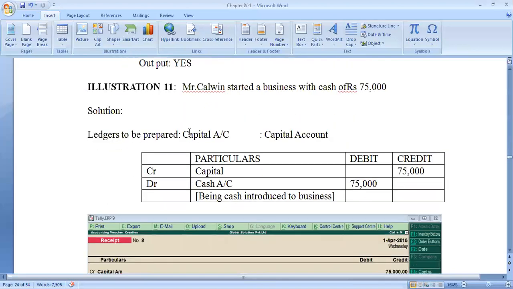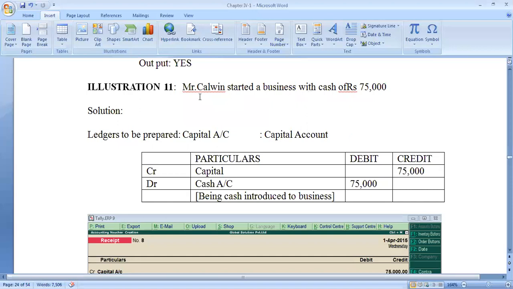So we'll move on to the first illustration. Mr. Calvin started a business. The material has already been shared for you. So just go through this video along with that material which has been shared, compare and study. Further, it is going to be very helpful for you. So compare the video along with the material, and work out the illustrations which we are discussing now.